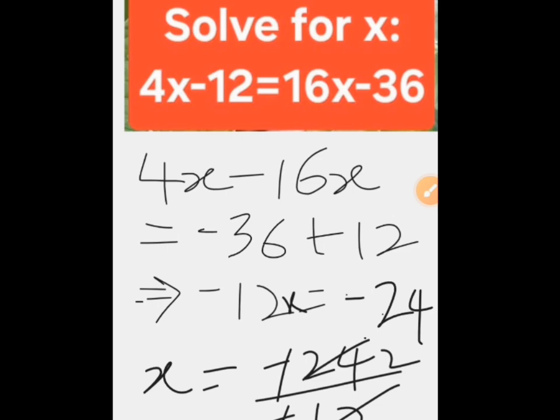And if you want to test your answer, can we test that? So x is 2. Let's just check now. If x is 2, 4x should be 4 times 2, which is 8. 8 minus 12 will give us minus 4. Now let's see if it's the same thing with this side. 16x will be 16 times 2, which is 32. 32 minus 36 will still give us minus 4. Can you see? So the two sides of the equality sign are correct. This side is minus 4, and this other side is minus 4, meaning that our answer of x being 2 is correct.